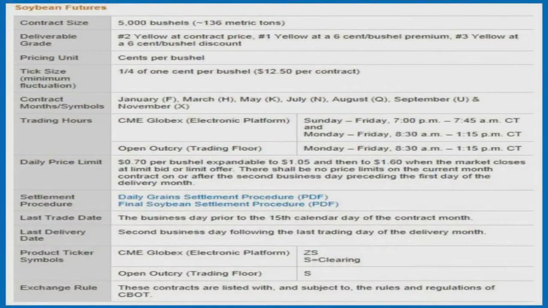But what they do is they help direct and project where we're going to see prices move in the future. So right now, if we look at November 2014 futures contract prices, that would give us an indication of where the market, at least at this point in time, expects soybean prices to be next November, or in November 2014.